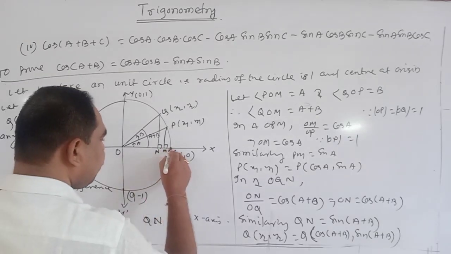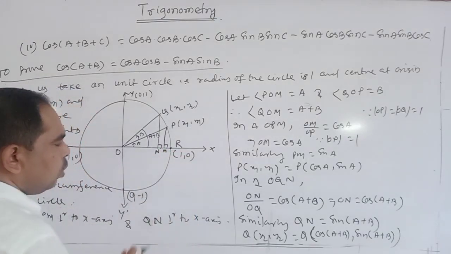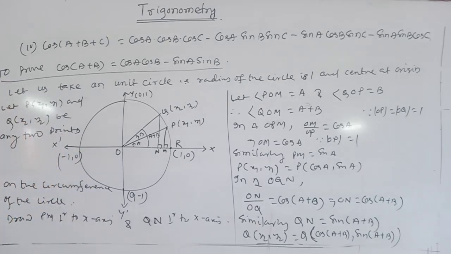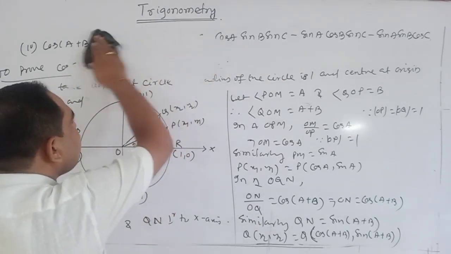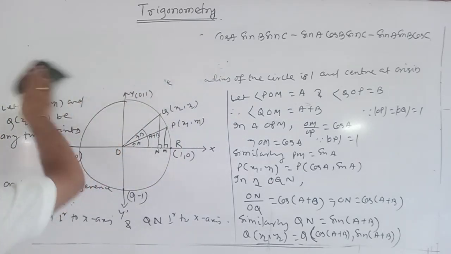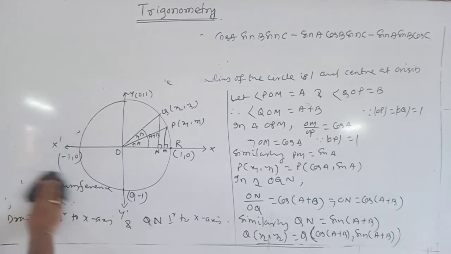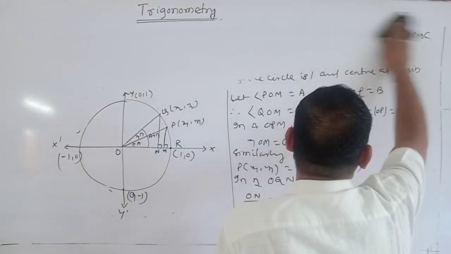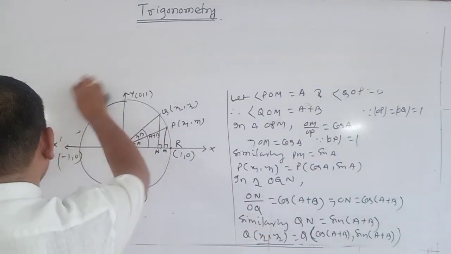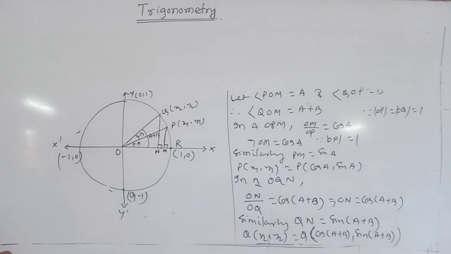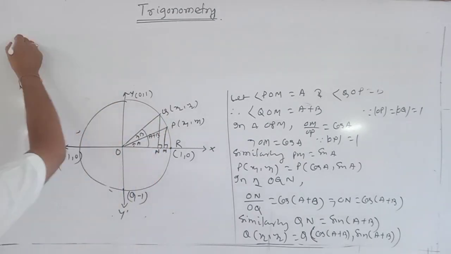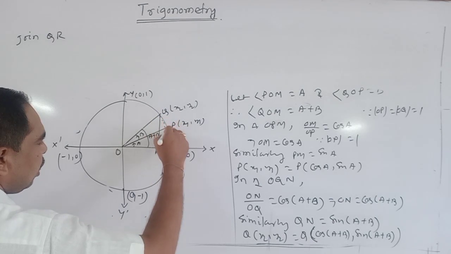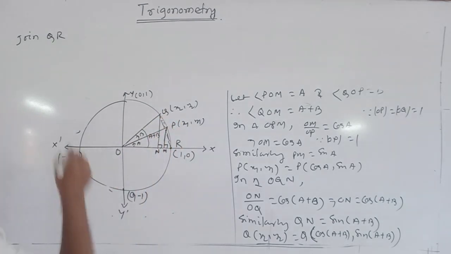And suppose this is R. The coordinate of R is (1, 0). Next, join QR.